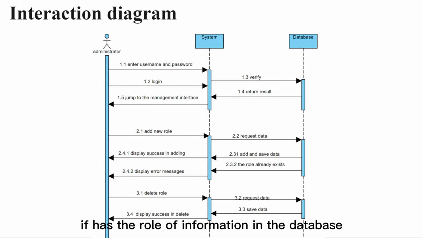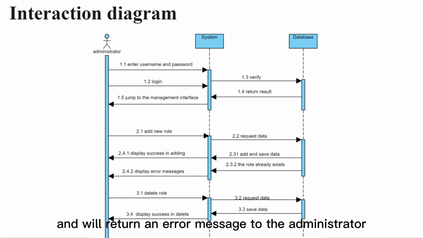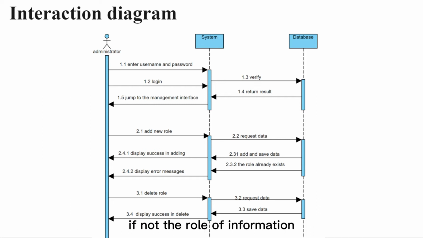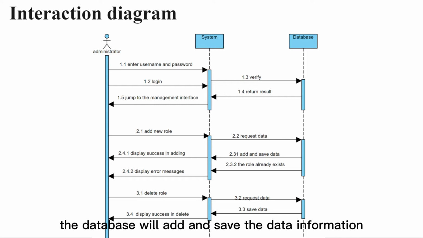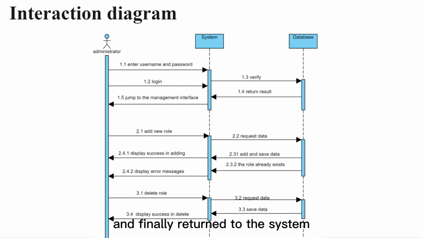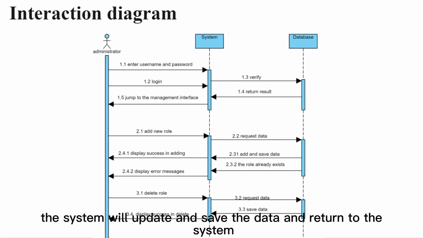If the row of information already exists in the database, it will cause the add to fail and will return an error message to the administrator. If not, the database will add and save the data information and finally return to the system that the add was successful. The administrator can also delete a row. When a row is deleted, the system will send the request to the database, and the database will delete the data. Finally, the system will update and save the data and return to the system.